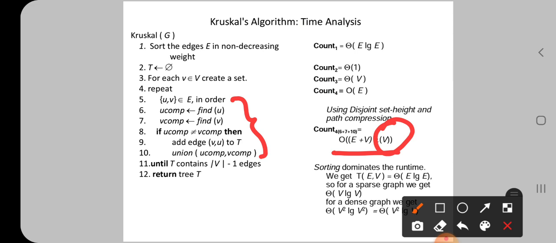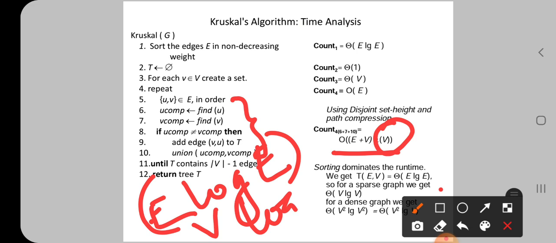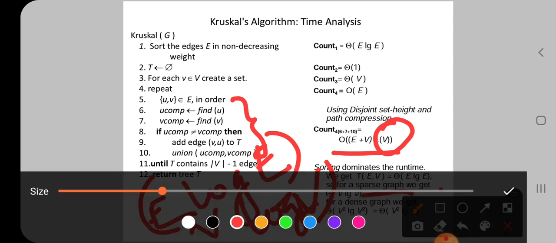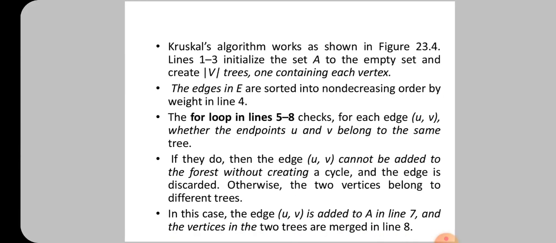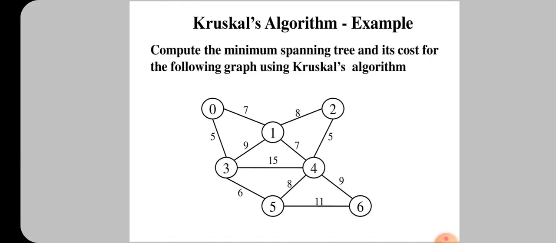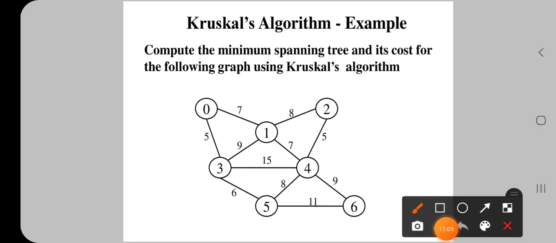So total time will be E log E, or we can consider it as V log V in the case of sparse edges. So E log V or E log E. That is the time complexity. Then an example of Kruskal's algorithm.